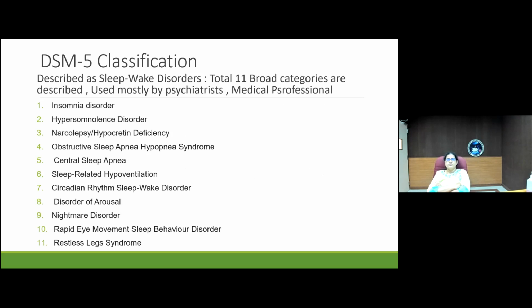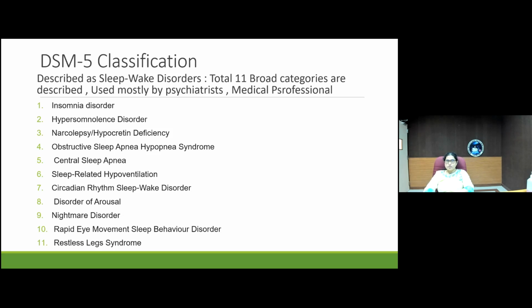Coming to DSM-5 classification. DSM-5 describes sleep disorders as sleep-wake disorders. Like we discussed earlier, sleep disorders are not just about nighttime sleep, but also about the wakeful time, that is the daytime. Totally around 11 broad categories have been described. As mentioned earlier, it is primarily used by psychiatrists and other medical professionals, and it is more oriented towards clinical diagnosis rather than research. It gives clear descriptions about the disorders and the different types of disorders that come across in each group.